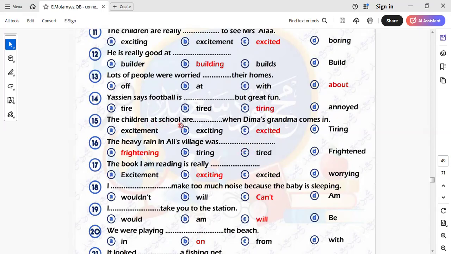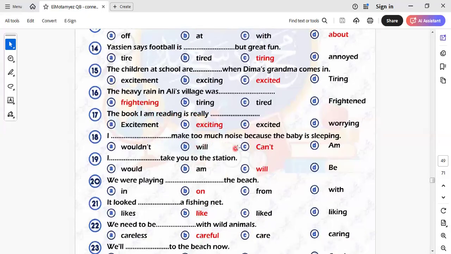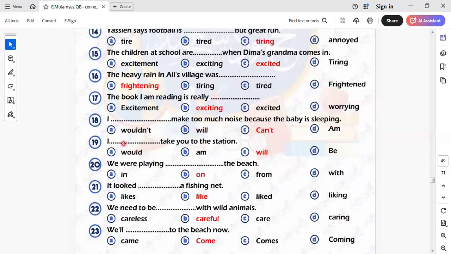The children at school are excited. The heavy rain in Alice's village was frightening. The book I'm reading is really exciting. I can't. Here it will be I can. I will take you to the station. Why will here? Because the verb here is in the infinitive form, so I write will here.